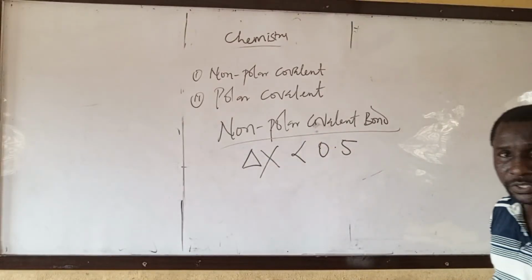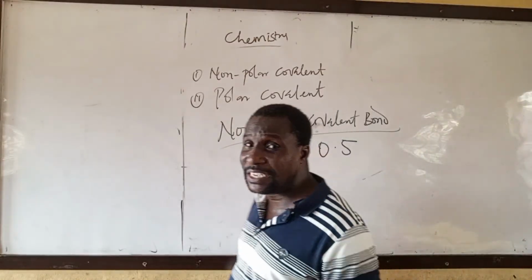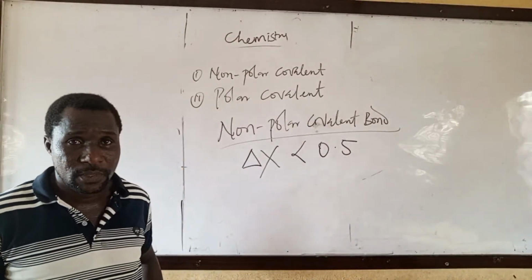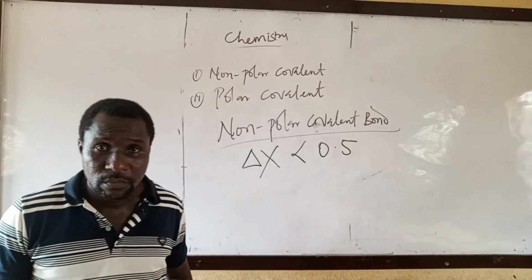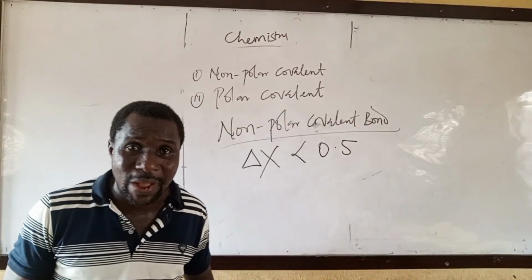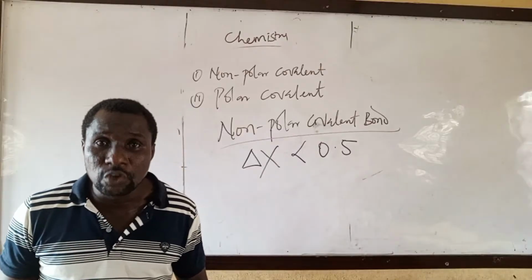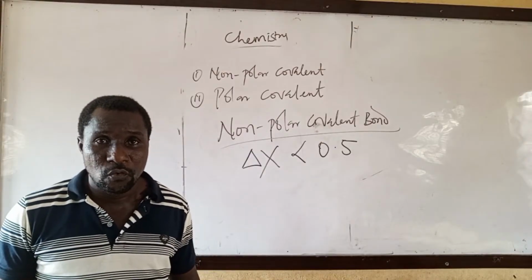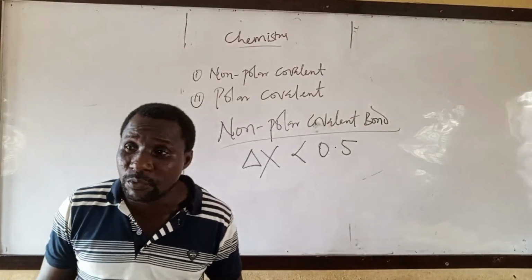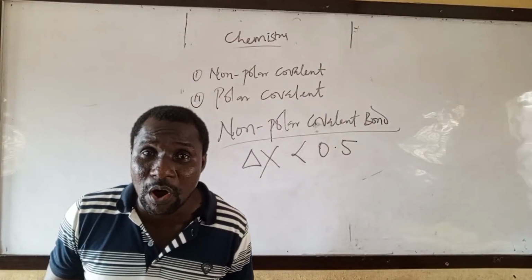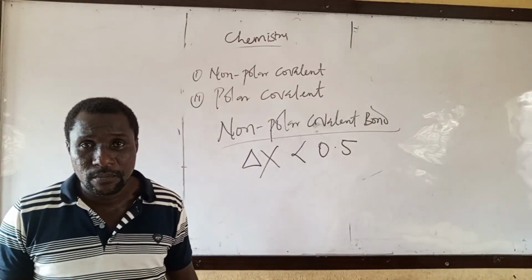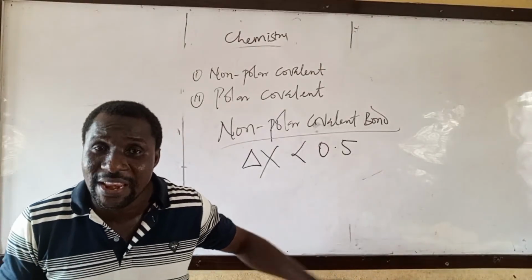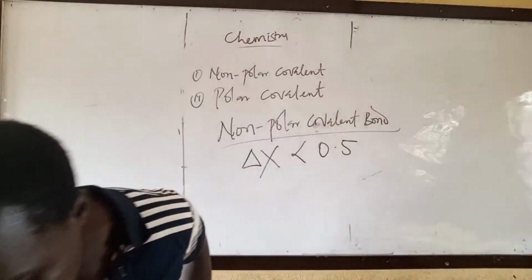Non-polar covalent bond. When you have electronegativity difference less than 0.5, that means it could be 0, 0.1, 0.2, 0.3, or 0.4. When the electronegativity difference is less than 0.5, the kind of bond we have is non-polar covalent bond.